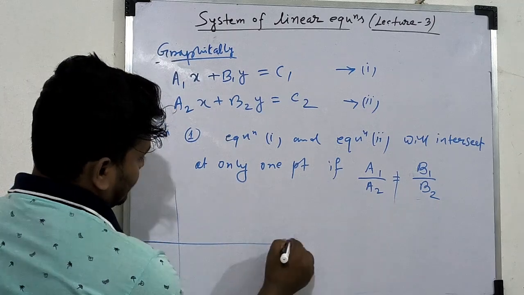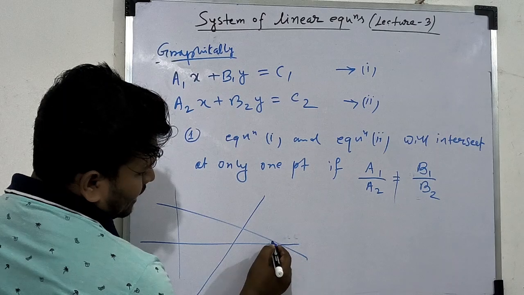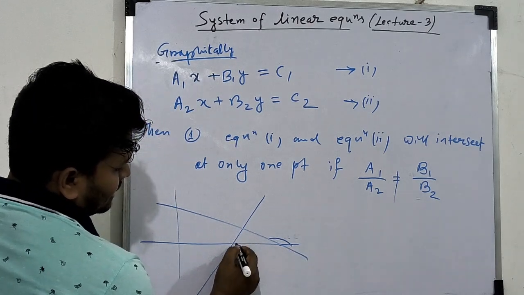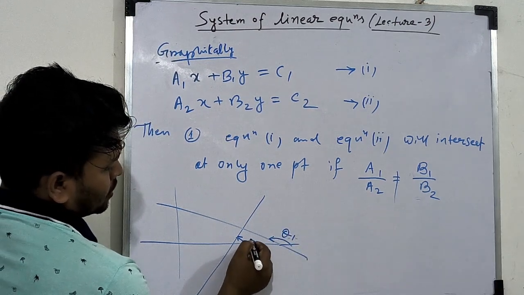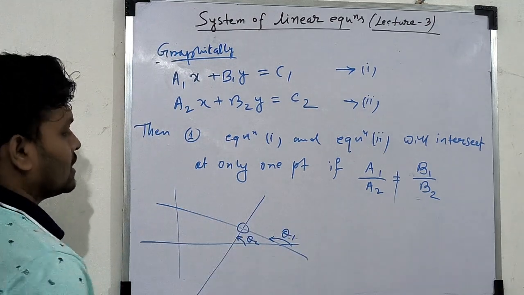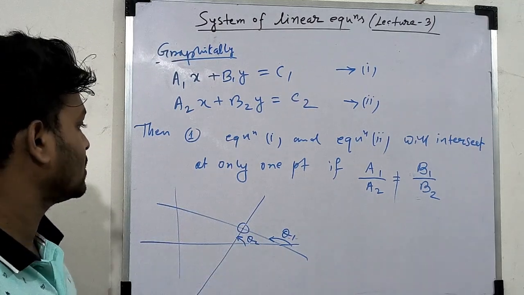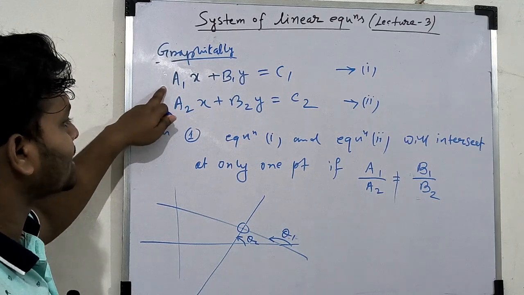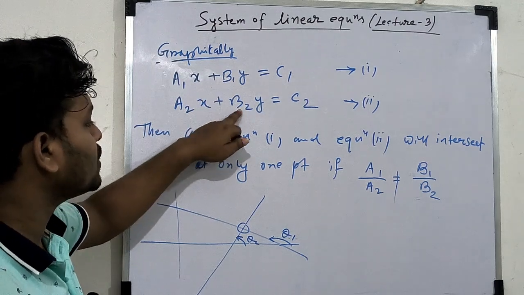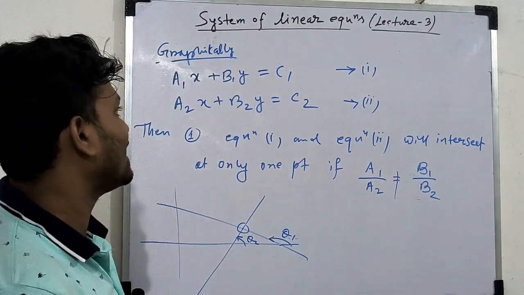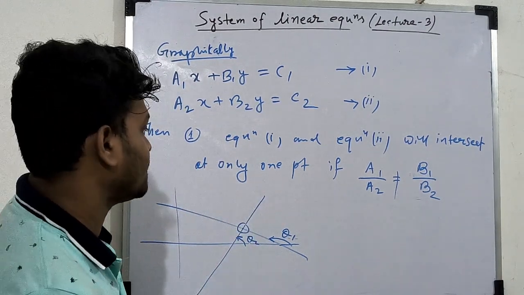Like this, if this is the equation line and this is the other line, their slopes are different. For this line this is the slope, and for this line this is the slope. Slope means the positive angle with the x-axis. So these two lines intersect exactly at one point. Whenever you are given a system of two equations like this, you can find graphically. First check a1 by a2 and b1 by b2. If these two are not equal, then you simply say that this system of two equations has exactly one solution, that is a unique solution.